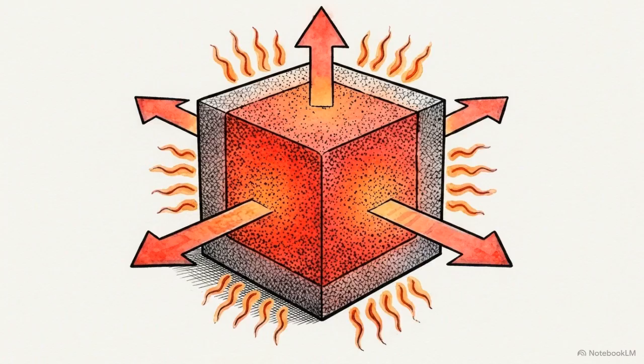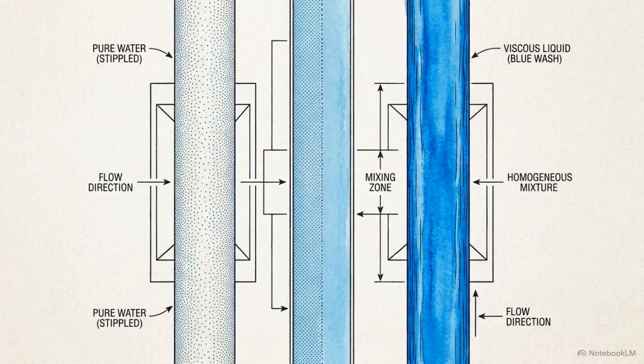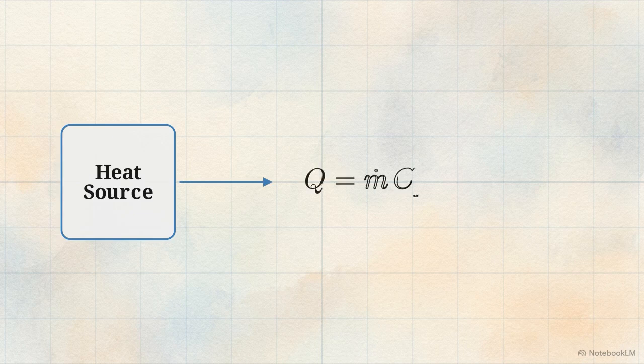Our first mechanical objective is straightforward. We must move 50,000 joules of thermal energy away from the equipment every single second. To carry that heat, we select a coolant mix of 50. This diagram introduces the governing thermodynamic equation we need to calculate our fluid flow. Q equals mass flow times the specific heat capacity times the change in temperature.